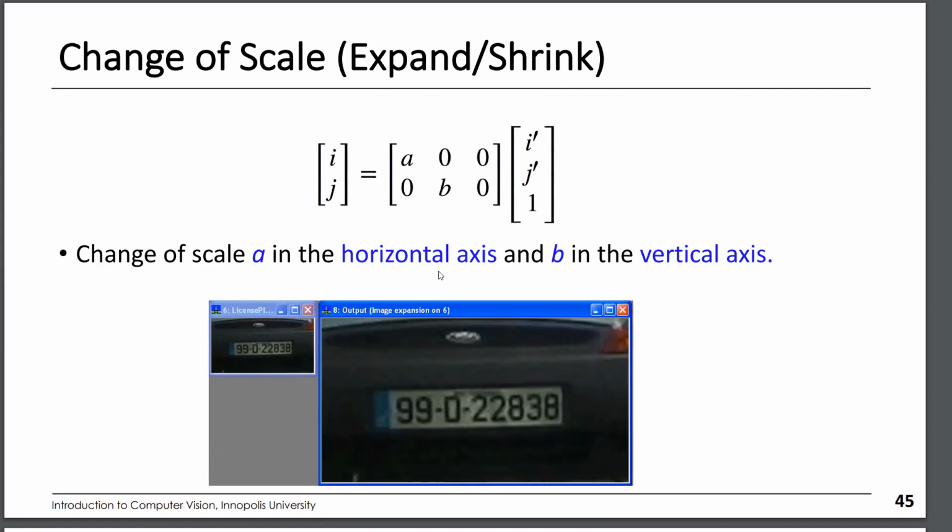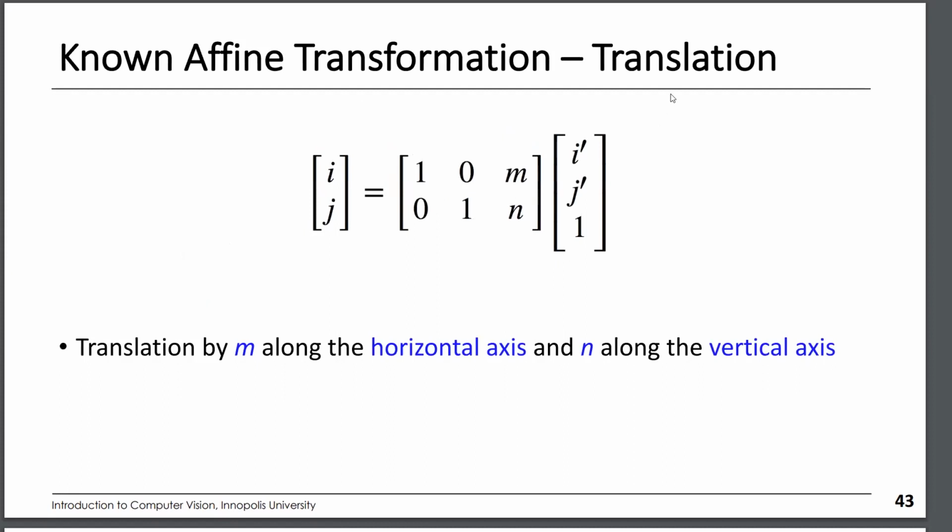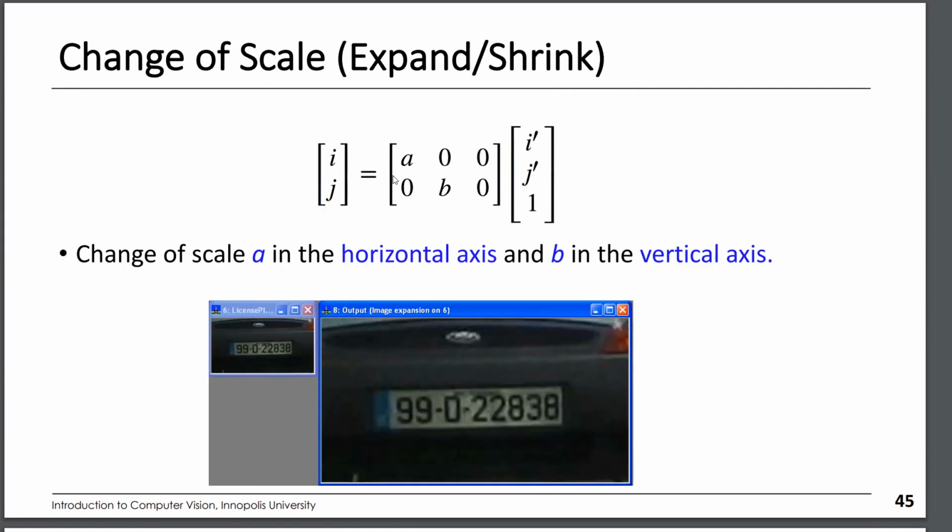Another one would be scaling, right? Or zooming in, expanding and shrinking. So here we have a change of A in the horizontal axis and a change of B in the vertical axis. We put A in this place and B in this case. So for example, if I wanted to combine both translation with scaling, what you do is you put A, B here, M and N here, and then they are multiplied with each other, right? So basically they're scaled and expanded or shrunk if the value is smaller than 1, of course.